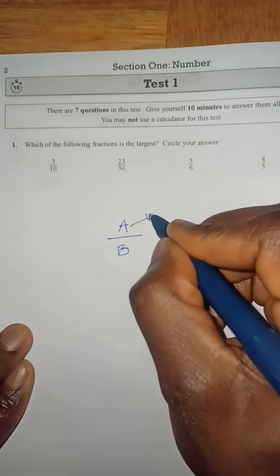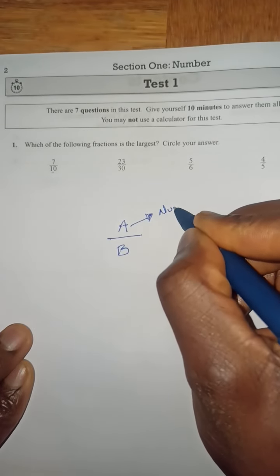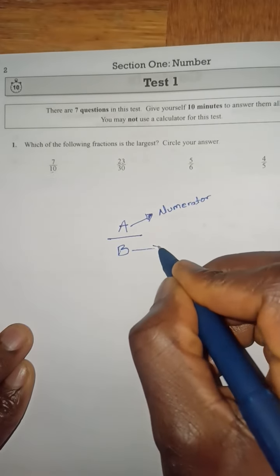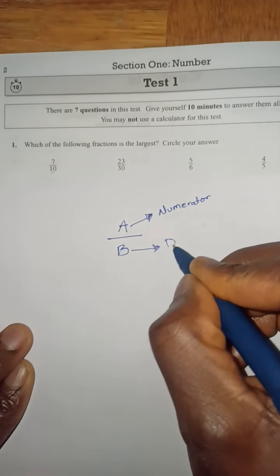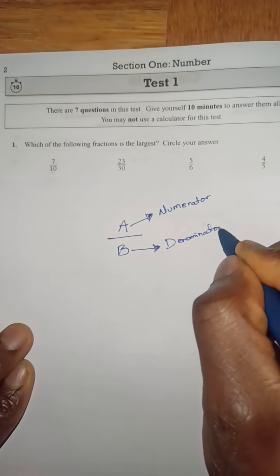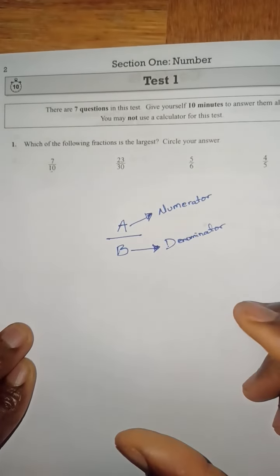The number on top is what we call the numerator. Okay. And what's the one at the bottom? Good. Is the denominator. So these are the two parts of a fraction.